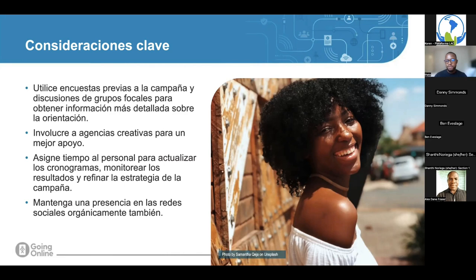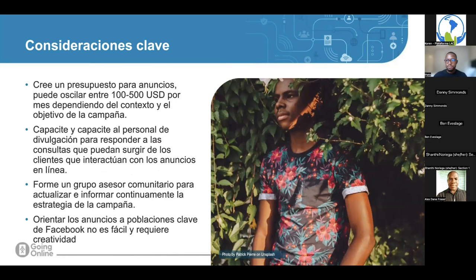Scheduling some time away for dedicated staff that can help update the schedules and monitor the outcomes of the ads is definitely a must do. It's also important to maintain a social media presence organically so that your brand continues to maintain its relevance even during times when you're not running campaigns or when you're not running paid ads. Next slide, please. It's also important to set aside a bit of a budget to run these adverts.